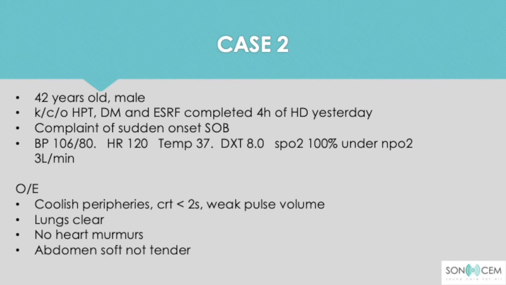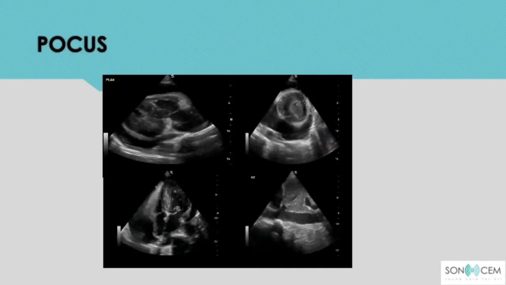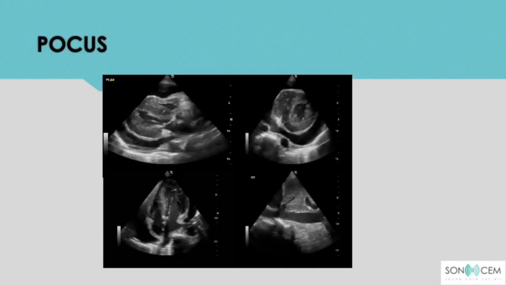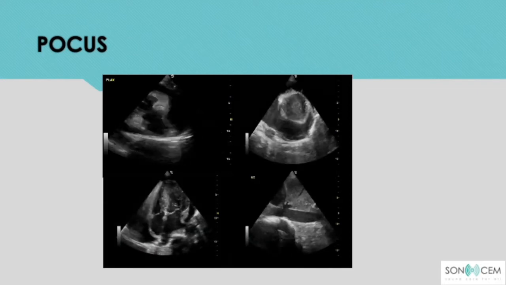Okay, from the vital signs, the heart rate is tachycardic. Otherwise, the BP is borderline low. Coolish peripheries, weak pulse volume. Otherwise, other clinical examination is not remarkable. What can you see from the PoCUS?